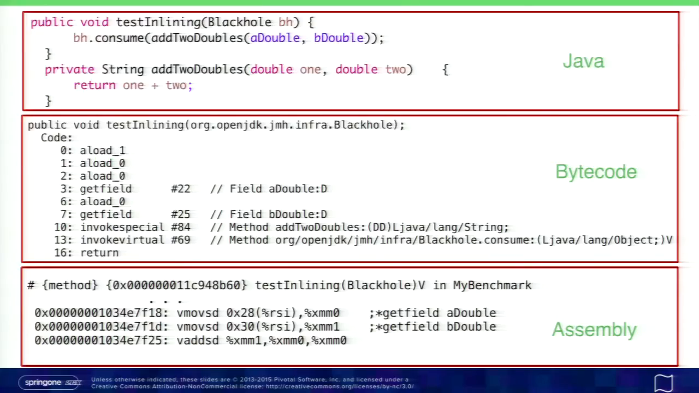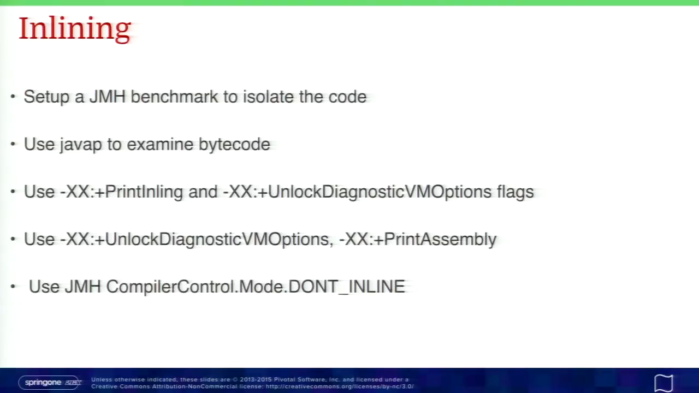We have actually looked at the Java, the bytecode, and the assembly language for our code. We saw that we had our method add two doubles in the Java. We saw that that call with the invokespecial was still there in the bytecode. And then in the assembly, that's where we saw that it got optimized away. So when you're doing your diagnosing, set up a JMH benchmark to isolate the code. Use javap to examine the bytecode. You can use the PrintInlining flag or the PrintAssembly flag, and then also know that the compiler control modes are there for you too.